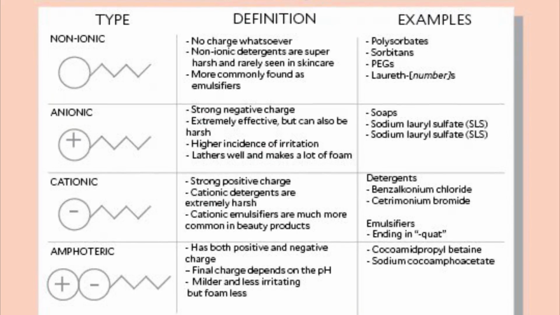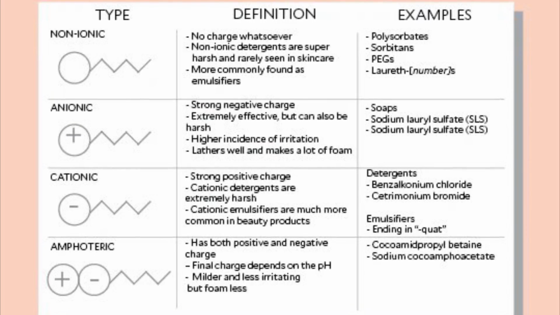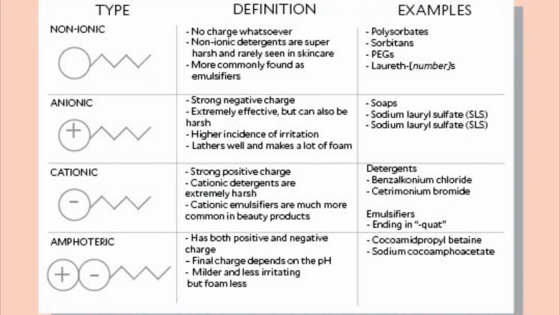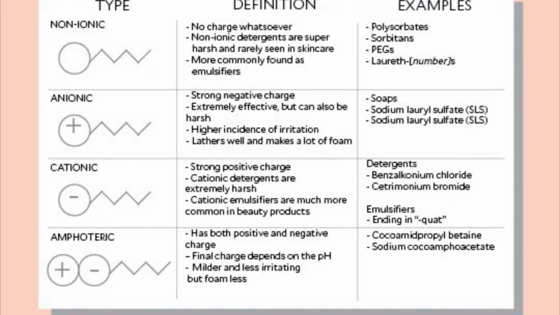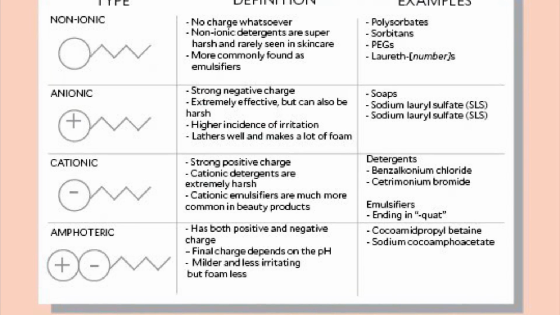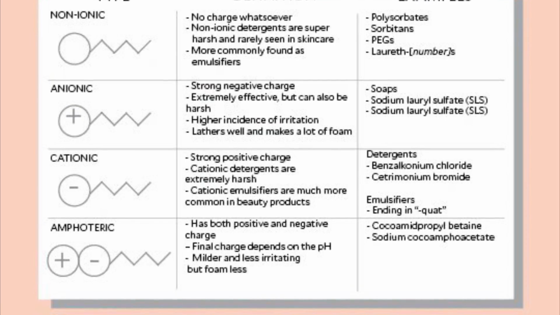There are non-ionic, which have no charge, anionic, which have a positive charge, cationic, which have a negative charge, and zwitterionic, which goes by a couple different names, which has both a positive and a negative charge associated with them. So if you remember from previous videos, what does a surfactant do?